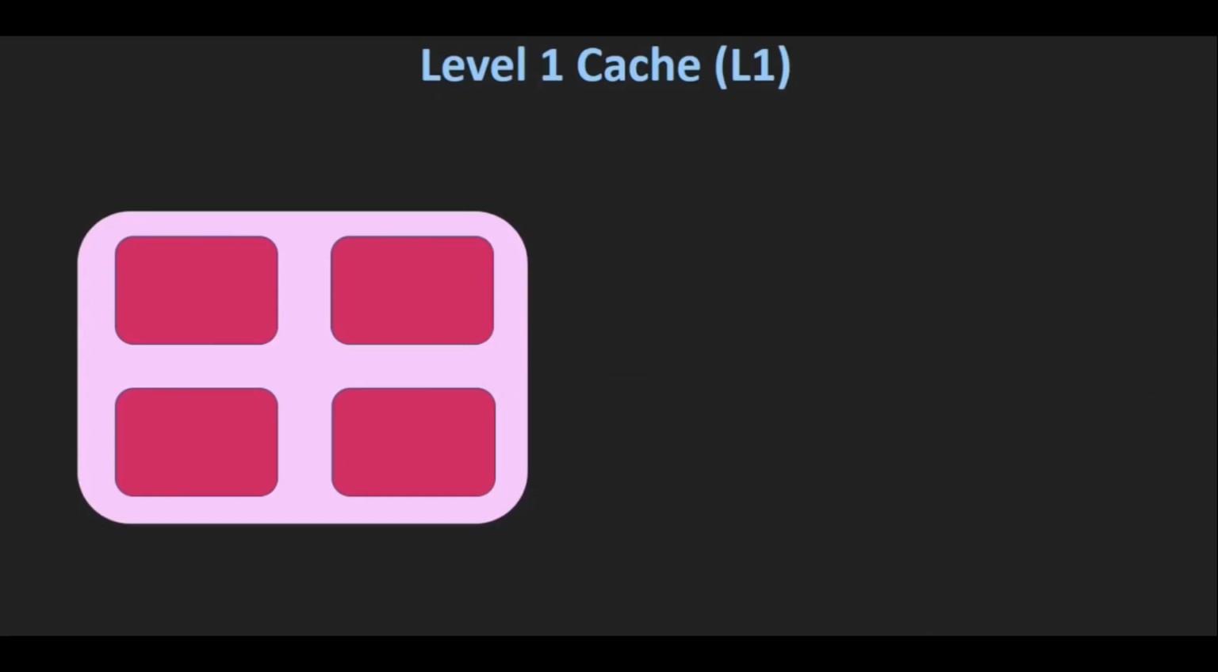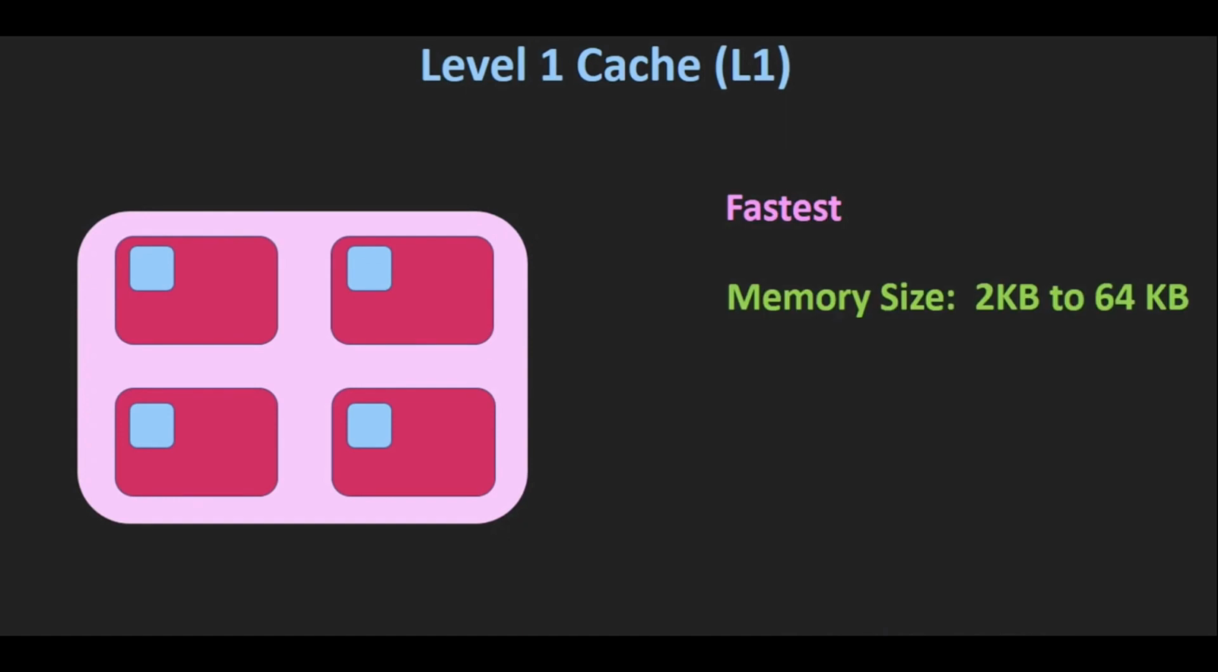Now let us see different levels of cache memory. The first level of cache memory is known as level 1 cache or L1 cache. In this level 1 cache, a small amount of memory is integrated inside the CPU itself, and all the cores inside the CPU have their individual level 1 cache. As this level 1 cache is integrated inside the CPU, it can operate at the same speed as the CPU. And that is the reason level 1 cache is the fastest among all caches. The typical memory size of level 1 cache is 2 KB up to 64 KB.